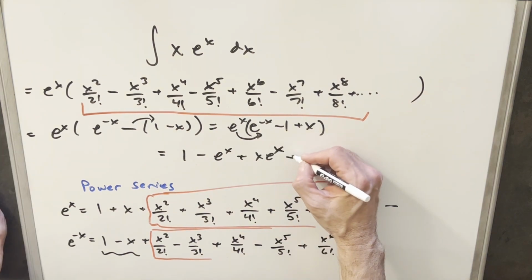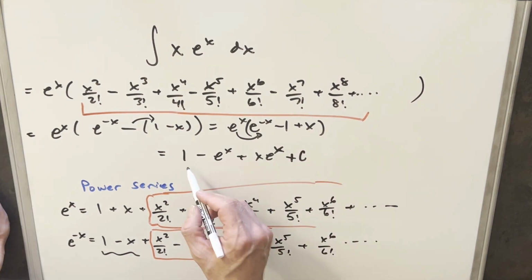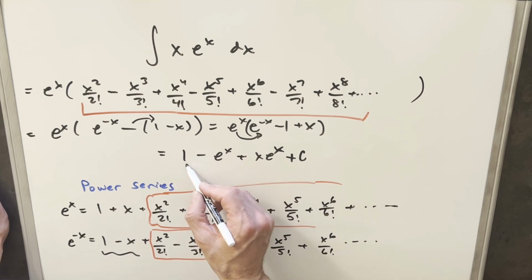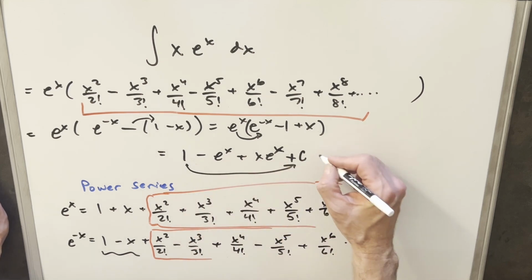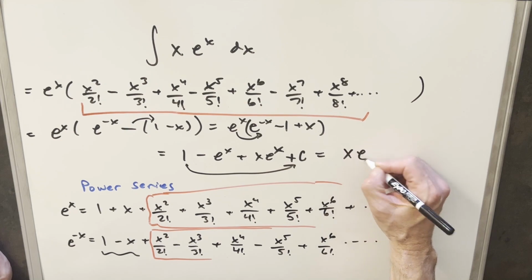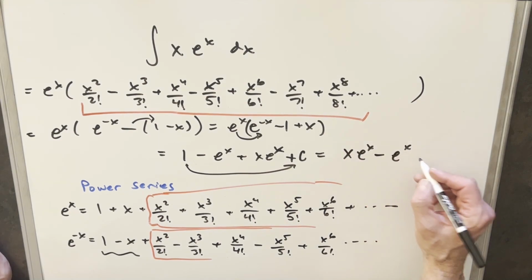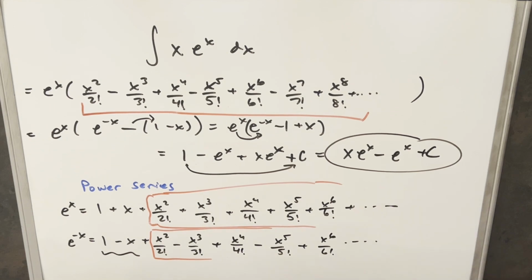Of course, we need a plus c on here. And then, because we have a 1 here, we can just take this 1 and absorb it into this constant. So for our final solution, we just get x e to the x minus e to the x plus c, and that's it. So there you have it. Same solution you get doing integration by parts the normal way. It just took a little bit longer.